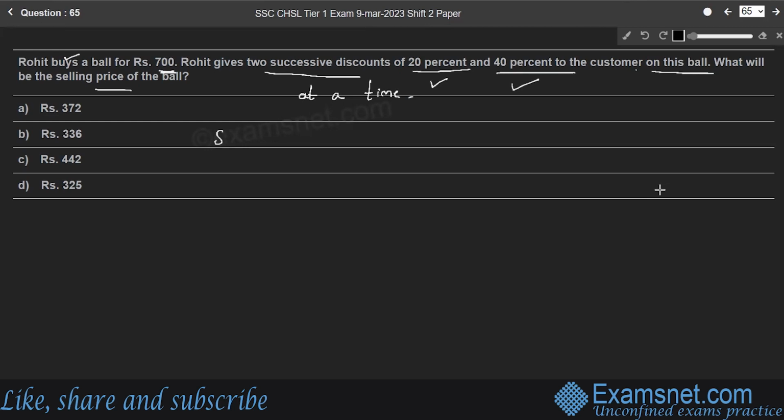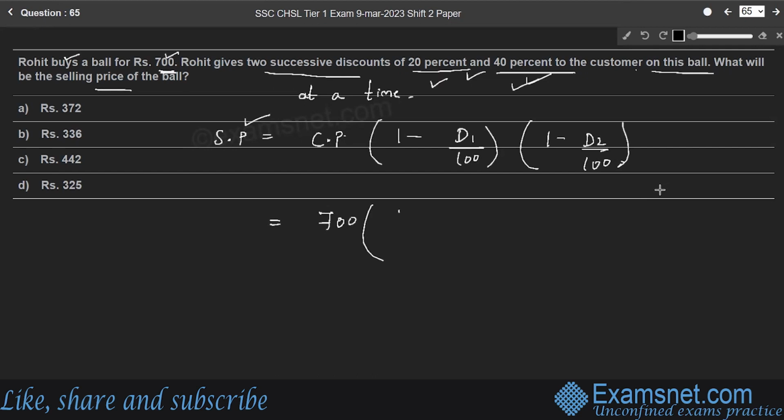In that case, selling price SP is equal to cost price into (1 minus first discount divided by 100) into (1 minus second discount by 100). This gives the selling price of the item when two successive discounts are given on the same item at a time. Therefore, here cost price is 700 rupees. So 700 rupees into (1 minus first discount, 20 by 100) into (1 minus second discount, 40 by 100).